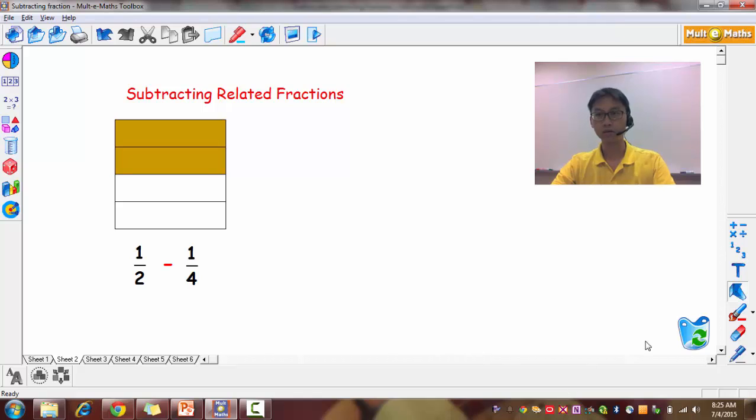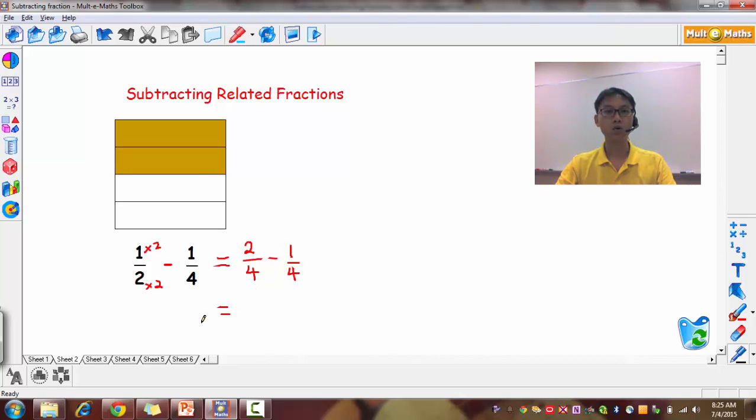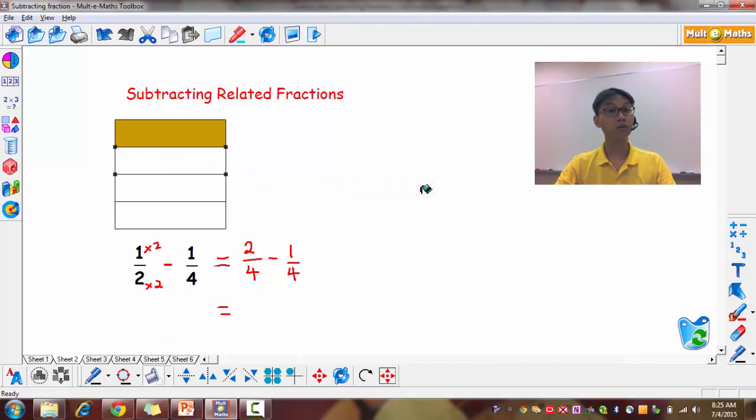So let me write it down. So half, where if I multiply by 2 at the numerator and multiply by 2 at the denominator, I will get 2 out of 4 equal parts minus 1 out of 4 equal parts, or 1/4. So now I have 2/4 minus 1/4, and if I were to take them away, so I minus off this 1/4, what am I left with? Yes, I'm left with 1/4.